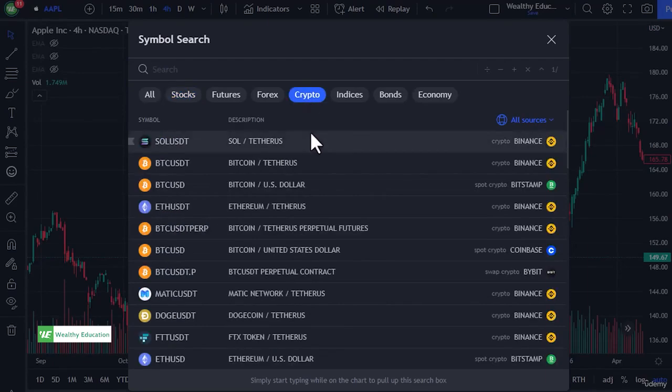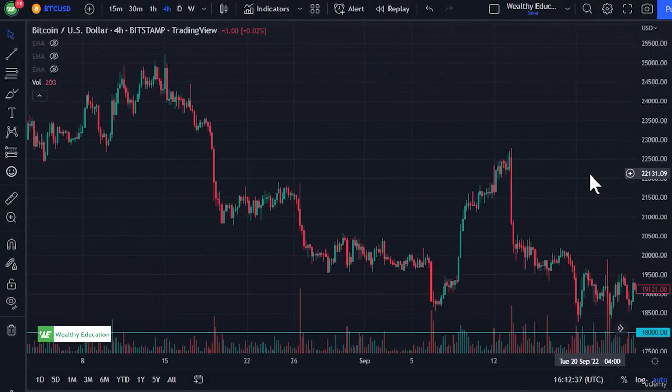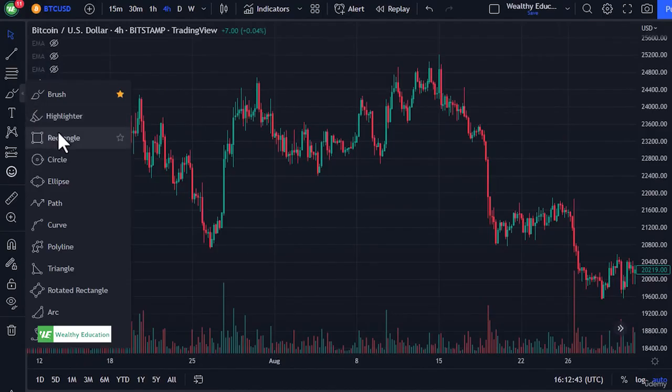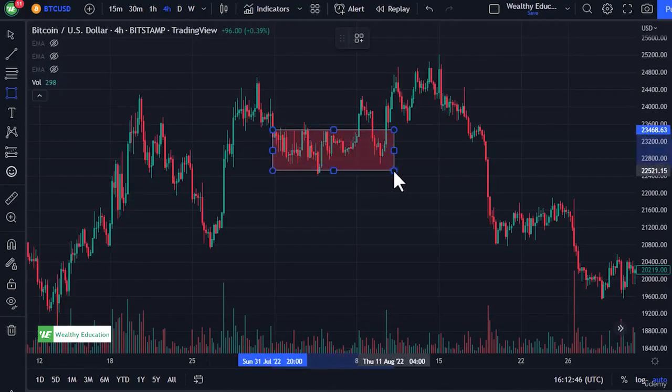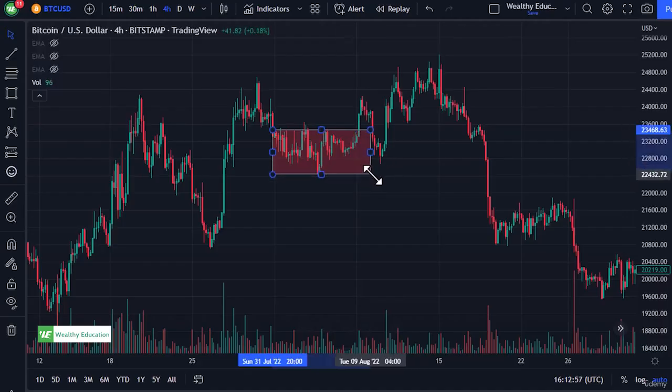Actually, let's go back. Let's go over to crypto. So, Bitcoin dollar. Here's an example of Bitcoin consolidating right here in a rectangle. Notice this candlestick here saw a bit of volume. But when we came back, we struggled a minute. And when we came back to the same rectangle, notice this candlestick kicked off a rally.